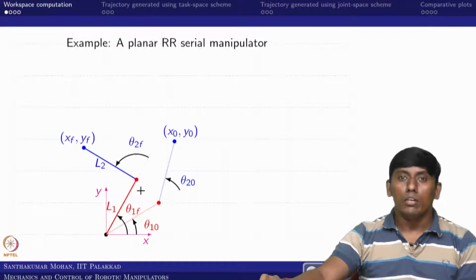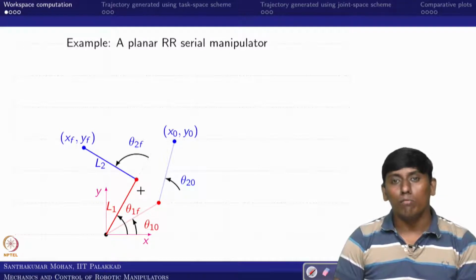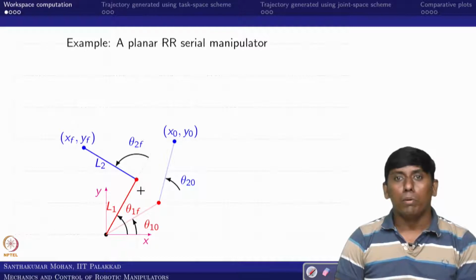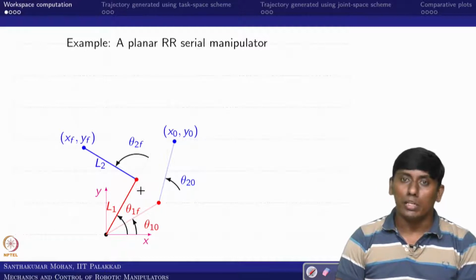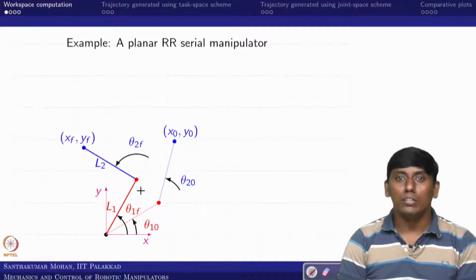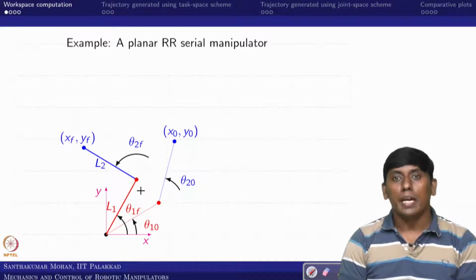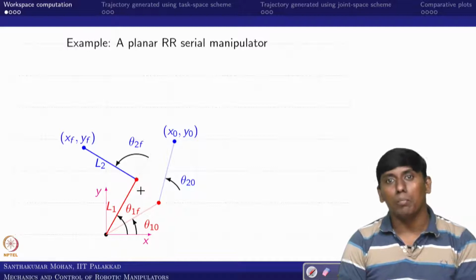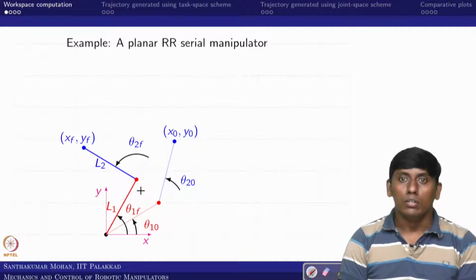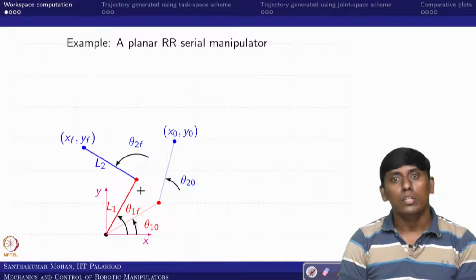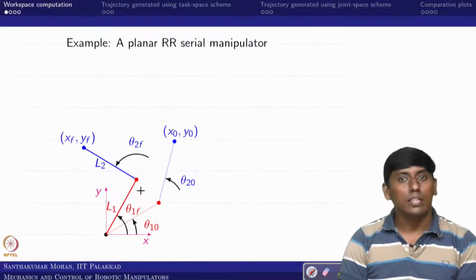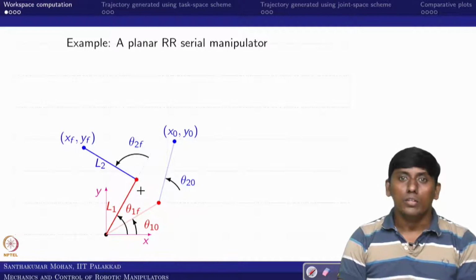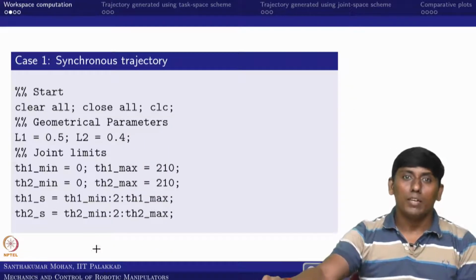Once you know, we can plot based on the forward kinematics and generate the workspace, provided you know the forward kinematic solution. Since it is a 2R serial manipulator, the forward kinematic solution is straightforward. The x can be written as L1 cos theta 1 plus L2 cos of theta 1 plus theta 2. The y is L1 sin theta 1 plus L2 sin of theta 1 plus theta 2, right. So, this we know, and that is what we are trying to do.